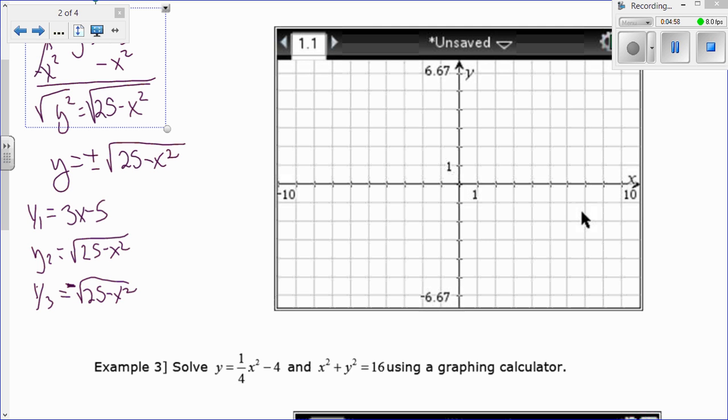The calculator won't understand it if you don't put the positive and the negative halves of the circle. It will only graph half of the circle. So, we have a circle with a radius of 5.